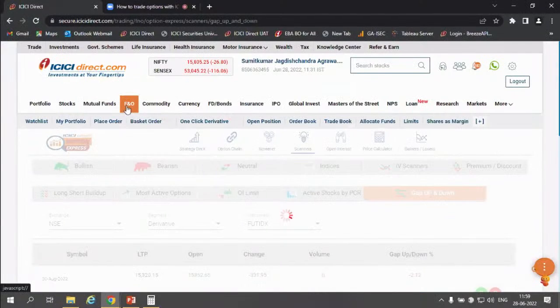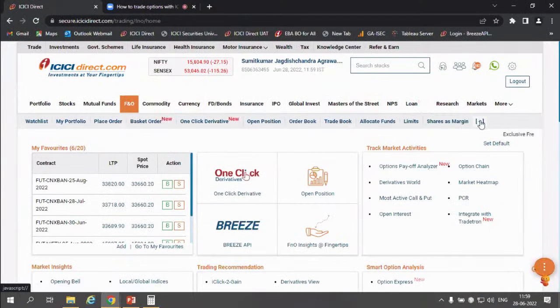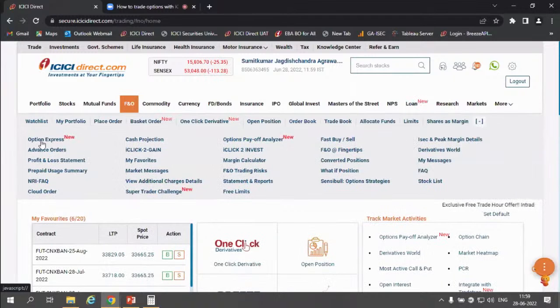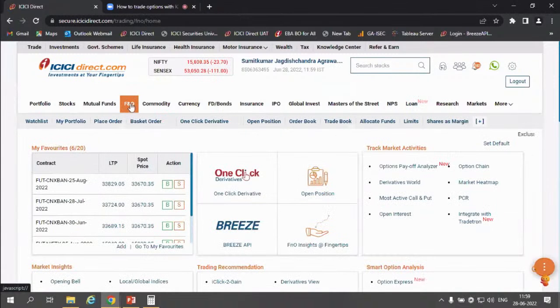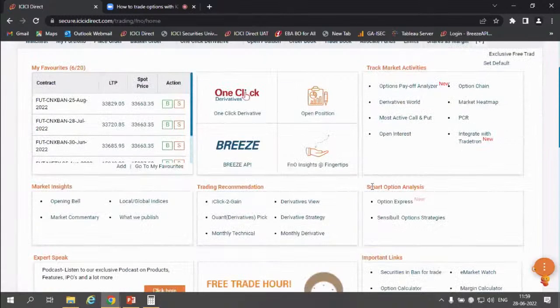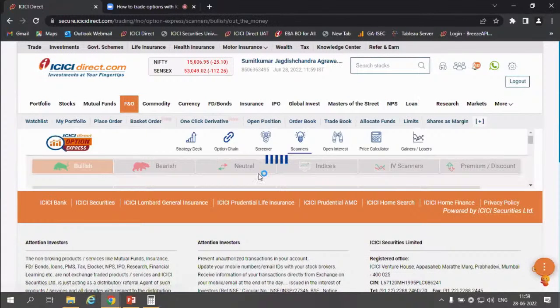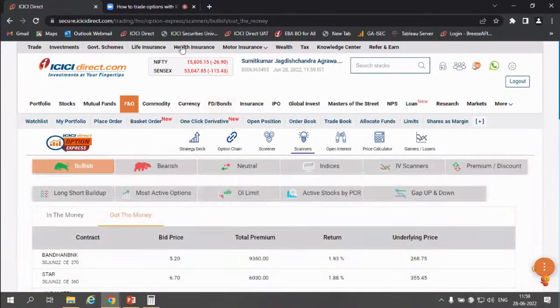Where is the Option Express link on the ICICIdirect site? Let me go back to my screen and show you. Once you are on the FNO page, all you need to do is click on the plus sign and click on Option Express. Or there is another way: click on FNO, and in Smart Option Analysis, click on Option Express, and you'll land directly on Option Express.